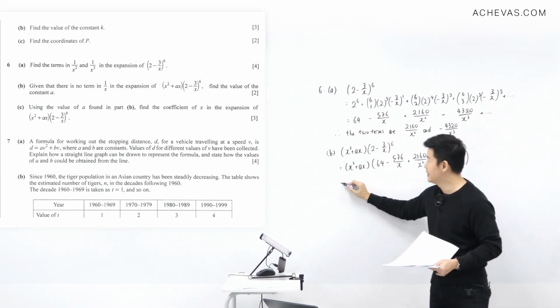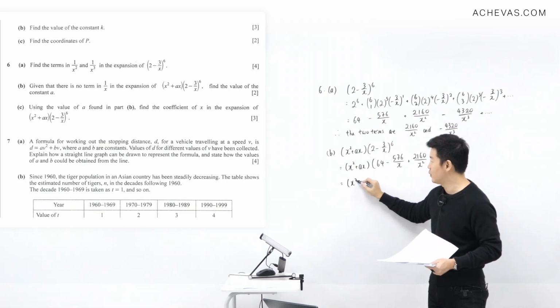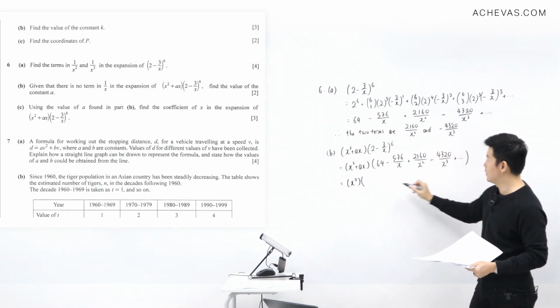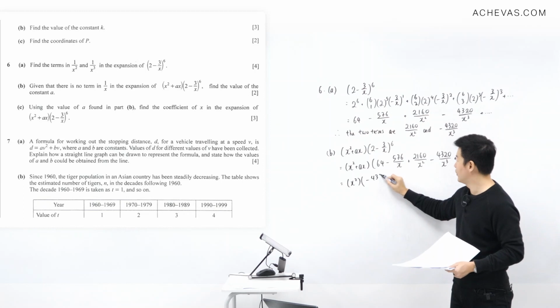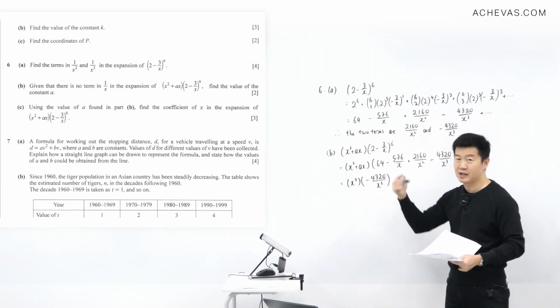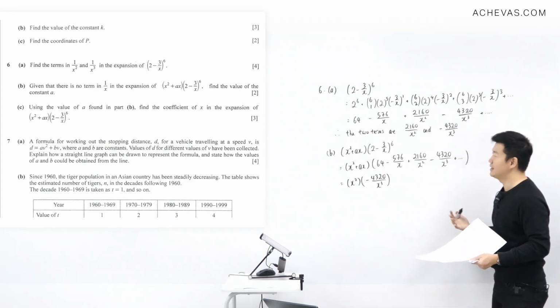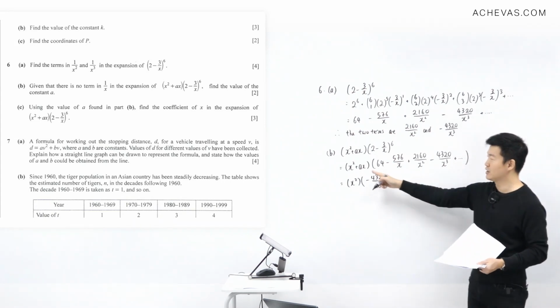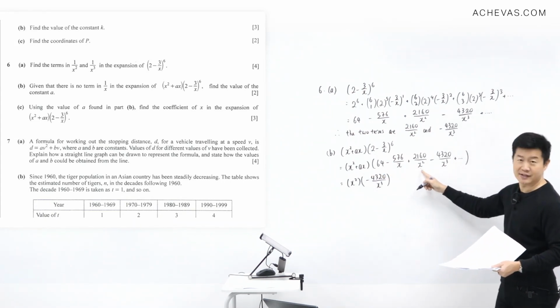So let me filter this out. So x squared I want, and the other term that I want is minus 4320 over x to the power of 3, because I will be expecting a 1 over x. What is another term that is going to give me 1 over x?